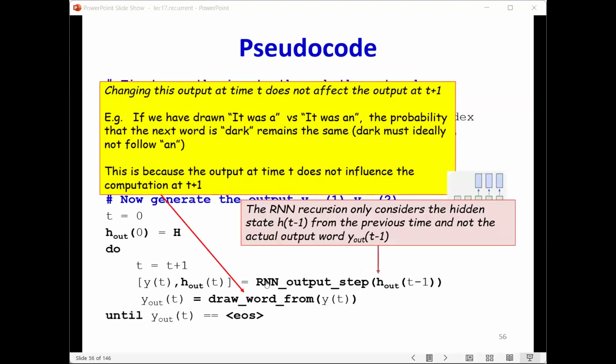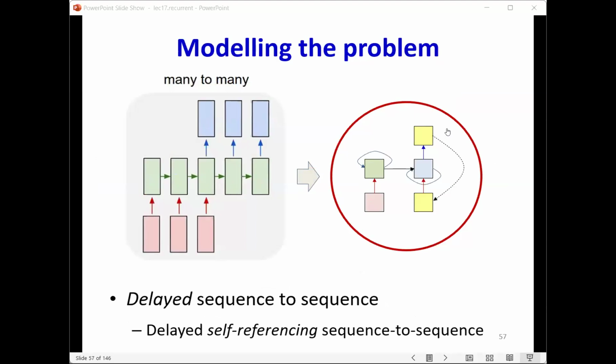So the issue here is that changing this output at time t doesn't affect the output at time t+1. If you have drawn "a" versus "an", the probability that the next word is drawn remains the same. And this is because the output at time t does not influence computation at t+1, as you guys just mentioned. So what we want to do is to feed the drawn word back as input.